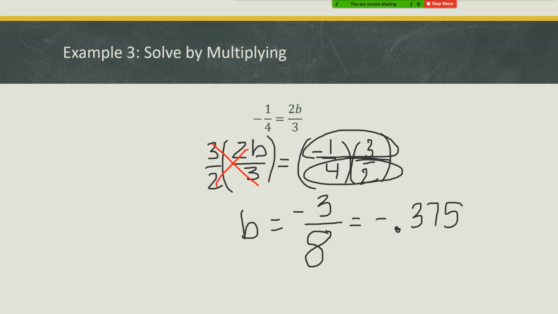Comfortable with multiplying fractions? That's why I picked them. Nobody likes fractions. Nope.